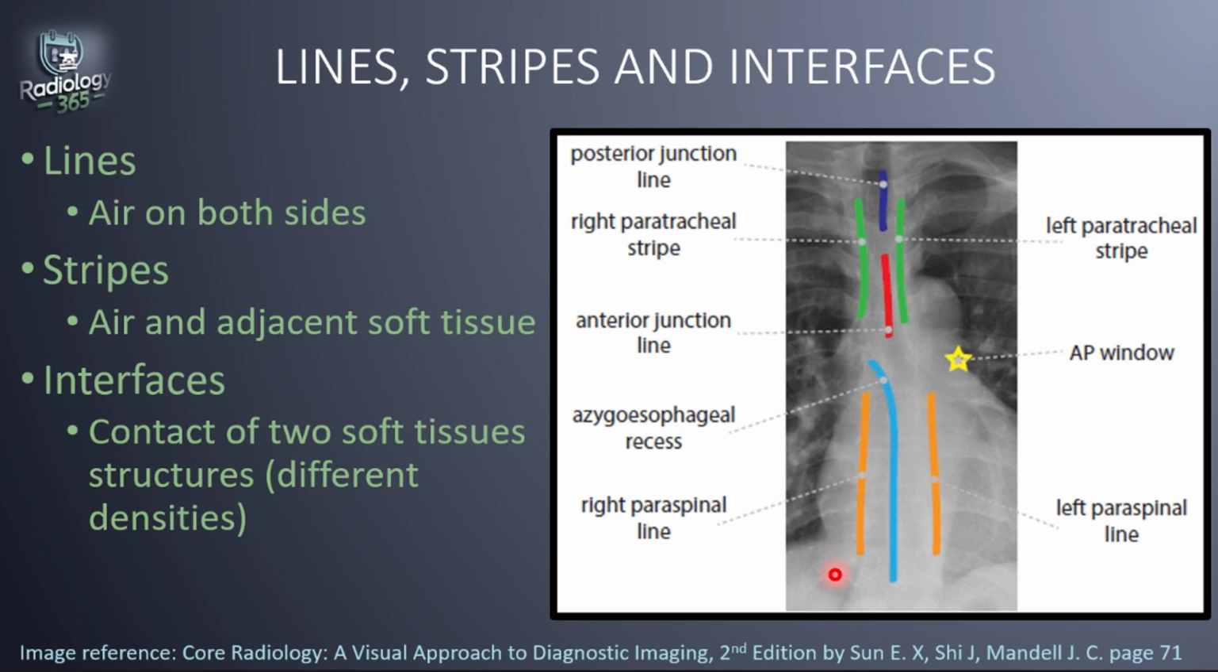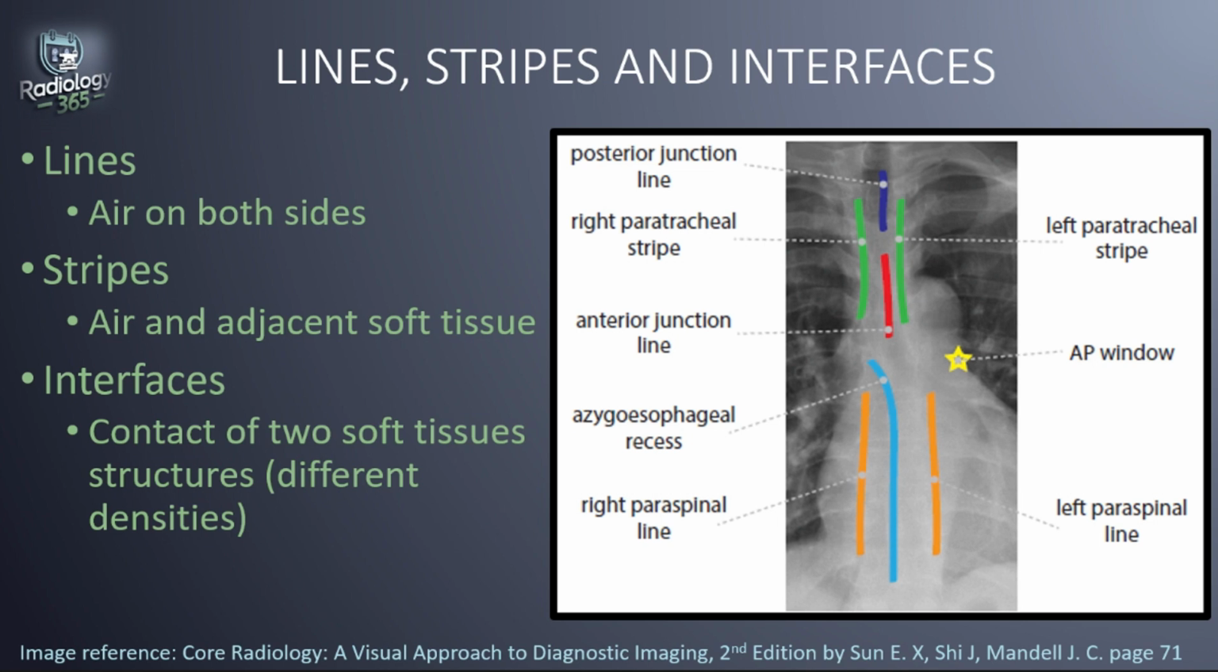They are actually interfaces. And remember we mentioned that interfaces are formed at the point where 2 soft tissue structures meet, right? So they are actually interfaces, but they appear as lines due to the Mach effect. The Mach effect is like an optical illusion where certain lines become more prominent on radiographs. So the right and left paraspinal lines are formed by 2 layers of pleura abutting the posterior chest wall. That's what gives us the paraspinal lines.